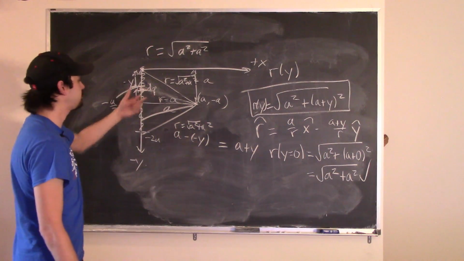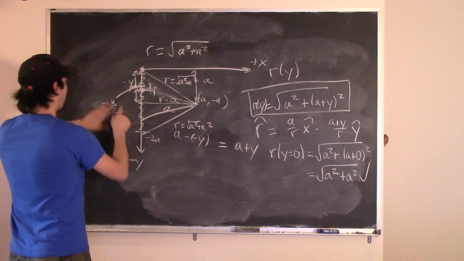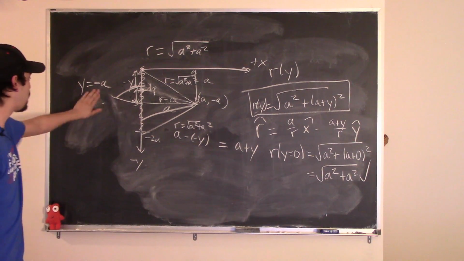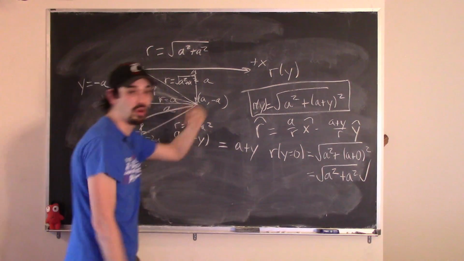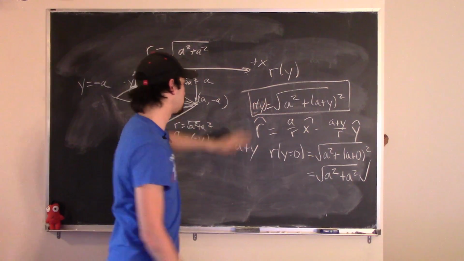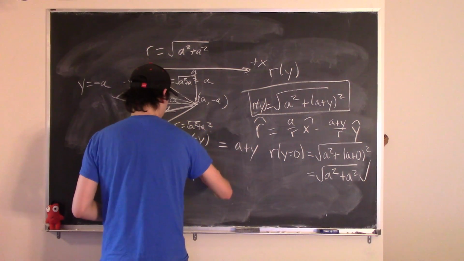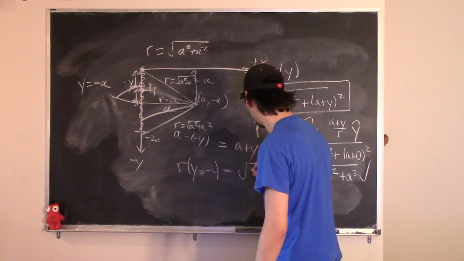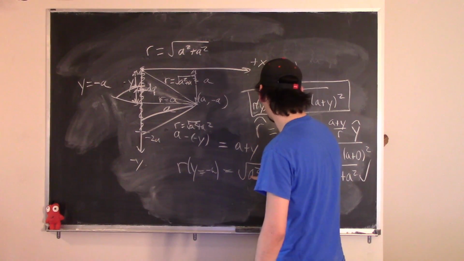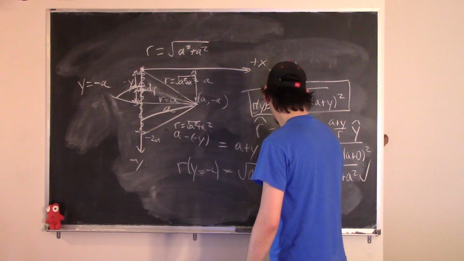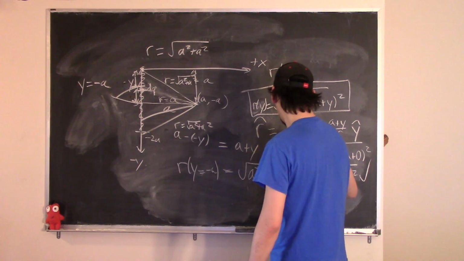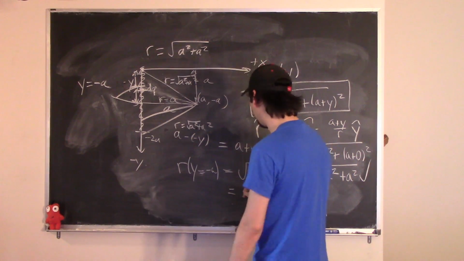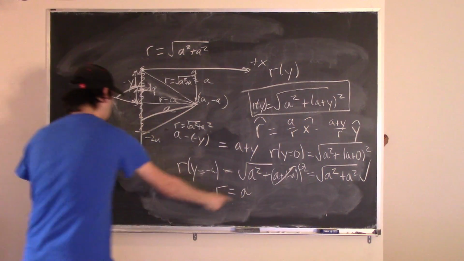Let's see this one. For this one, this is the value where y is equal to minus a. Let's see what happens when I plug in minus a into this one. So r as a function of y at y equal to minus a is going to be equal to the square root of a squared plus a plus negative a, quantity squared. This is 0. This is the square root of a squared, so this is equal to a. That one checks out.